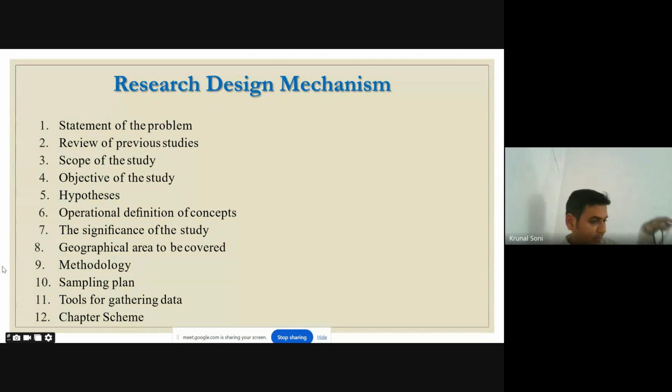Then sampling plan, what type of samples are we going to cover as a part of research? So that is called sampling plan. Tools for gathering data, which kind of tools we are going to use to cover this data. And finally, we have to define the chapterization schemes.